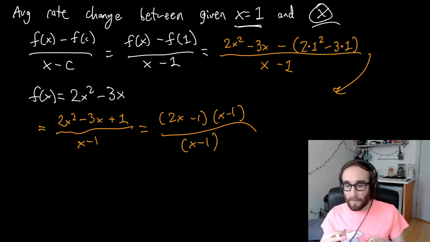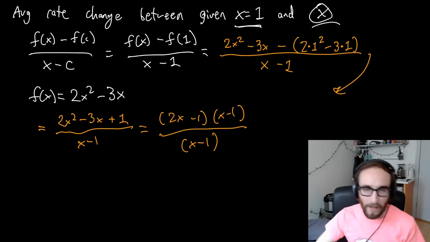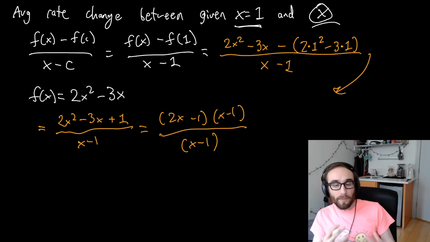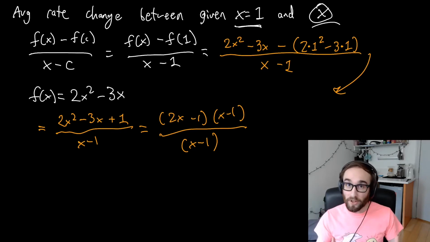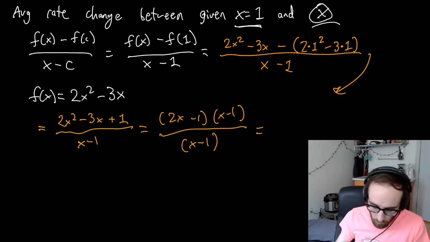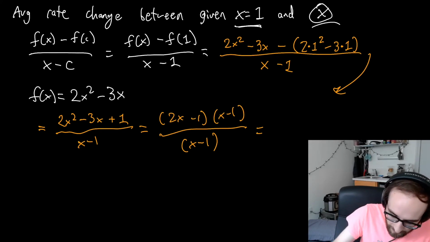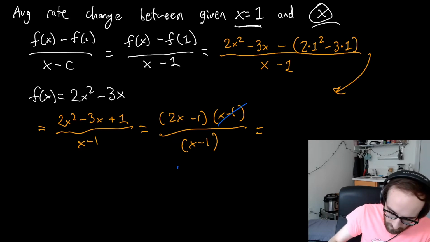Okay, so there we go. We have simplified. As you can see, we end up with an equation. We still have x in our equation, which is fine. And the reason why we factored was to see if we could cancel anything out. And as you can see, we can cancel out the x minus 1s.